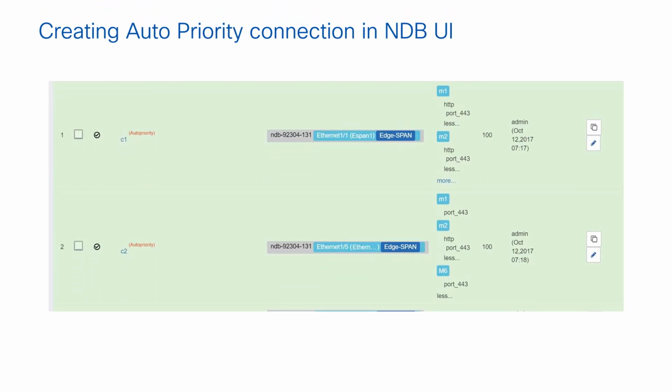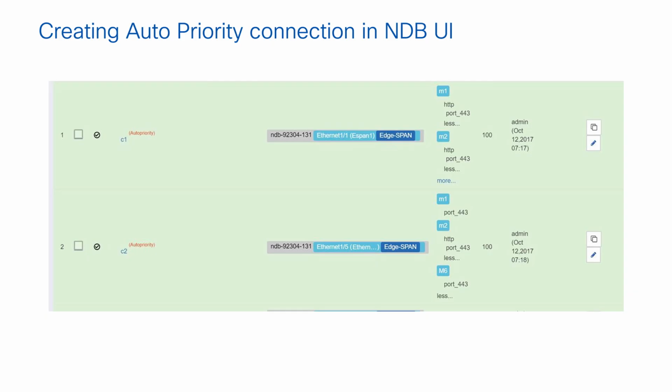We are going to go to the connection module and click on create auto priority connections. When you choose auto priority connections, there is no input for priority; the priority column itself is not highlighted. I achieved this by creating two connections, C1 and C2. The superscript is clearly written as auto priority, which means C1 and C2 are auto priority connections. For C1, I have tools M1 and M2.